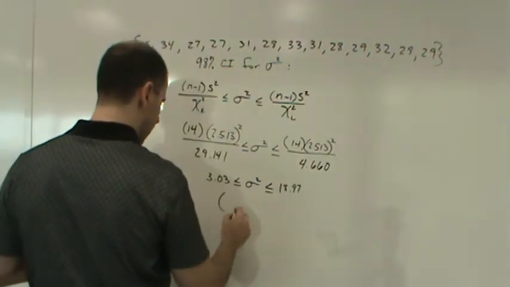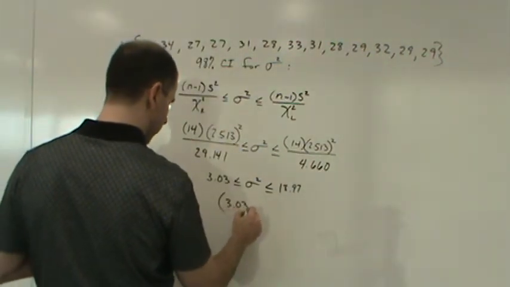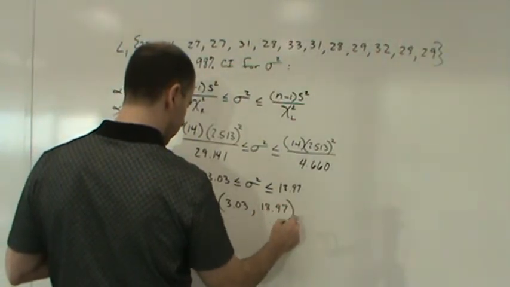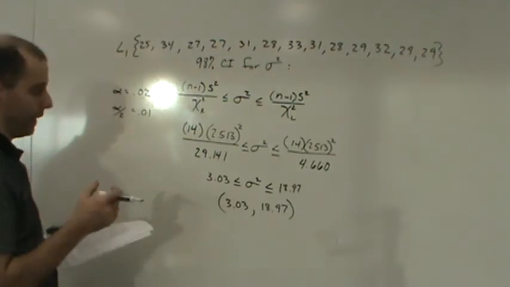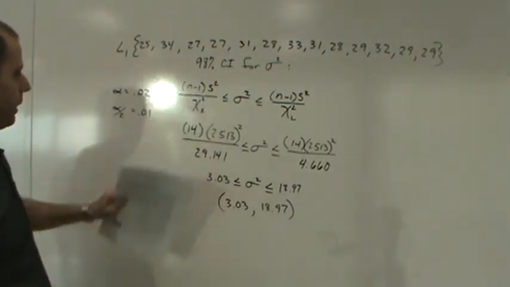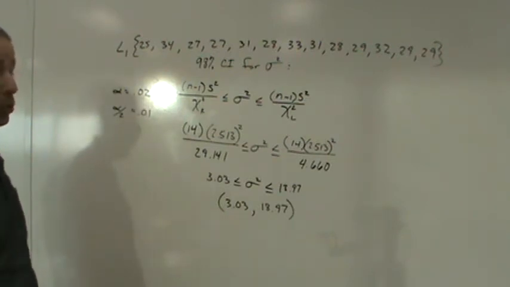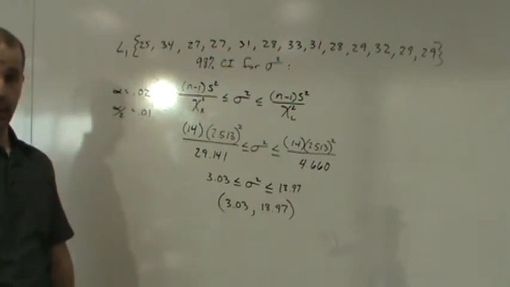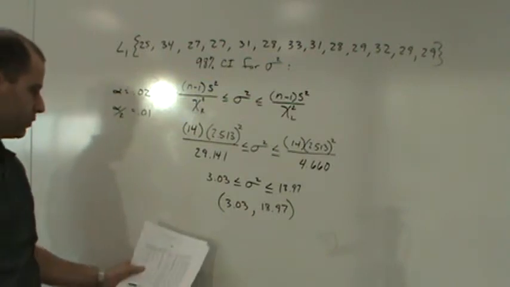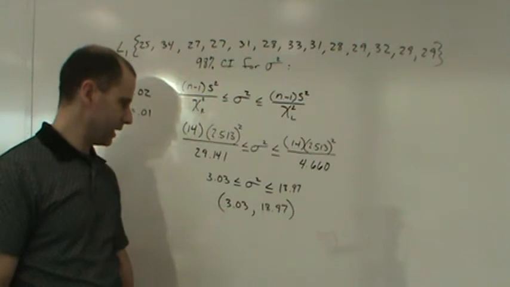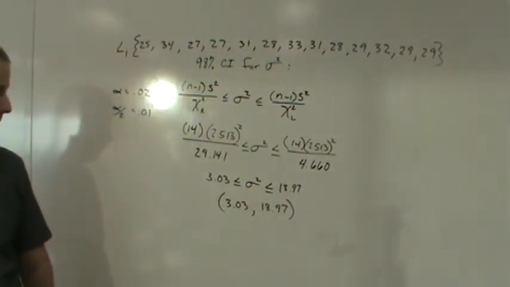So now my confidence interval is 3.03, comma, 18.97 pounds, or well, pounds squared, okay? So what can I say? I'm 98% confident that the true variance for the weights of dogs at this shelter ranges from 3.03 pounds squared to 18.97 square pounds, okay?